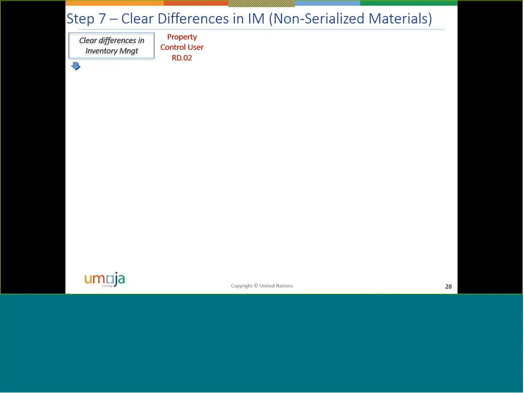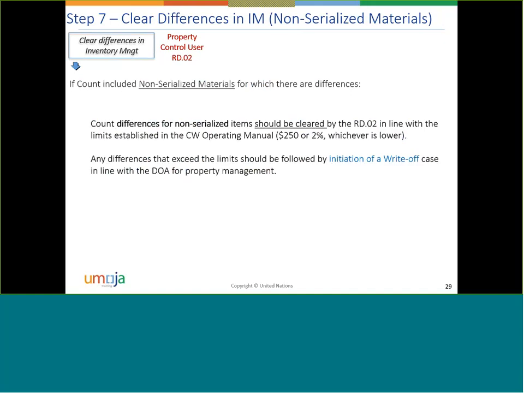And then if the count includes non-serialized materials for which there are differences, here's where we're talking about that percentage difference or value difference mentioned before by Ibor. Count differences for non-serialized items should be cleared by the RD02, which is the property control user, in line with the limits established by the Central Warehouse Operating Manual, which is the one Ibor was stating before: $250 or 2%, whichever is lower.